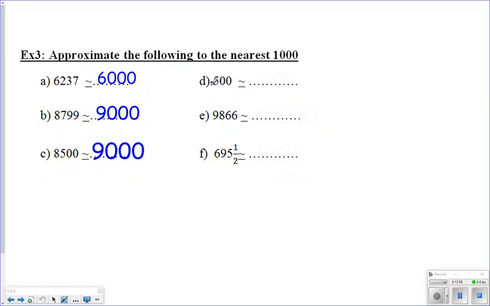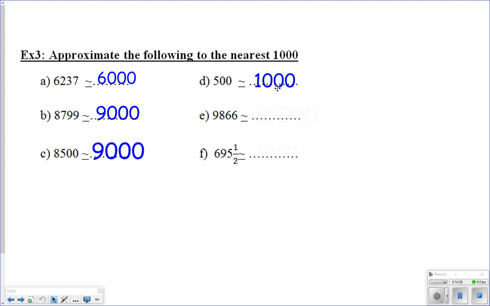We have 5. 5 is a strong number or weak number? 5 is a strong number. A strong number meaning plus 1. Which number plus 1? We said we have here 0, yes? 0 plus 1 equal 1. Excellent. And while approximating to the nearest 1000, we don't have units, tens or hundreds. They will be zeros. So the answer will be 1000.